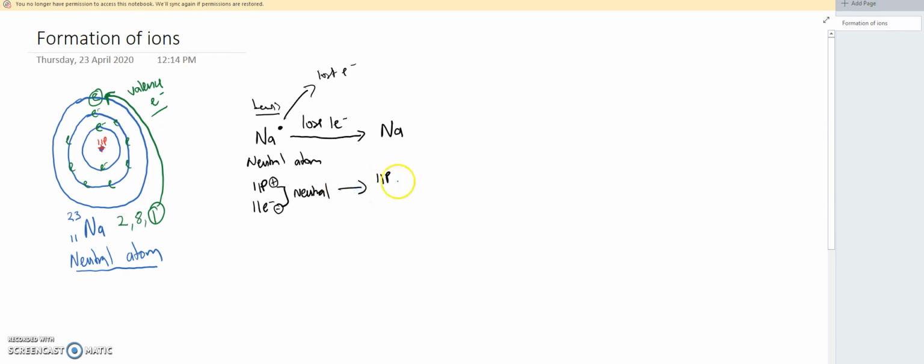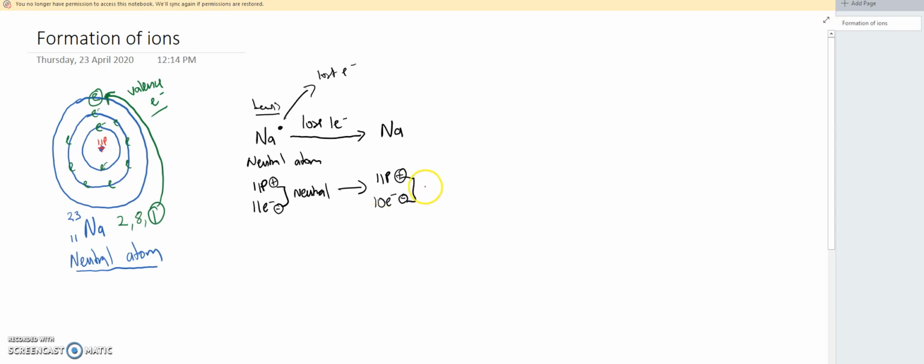Just draw an arrow across. We still have 11 protons as before, but we've lost an electron. So we're actually now down to 10 electrons. We had 11. We've lost one to somewhere else because it's easy to lose them. Sodium's happy to give it away, and it's more stable like that. It's happier like that. So we now have 11 positive charges and 10 negative charges.